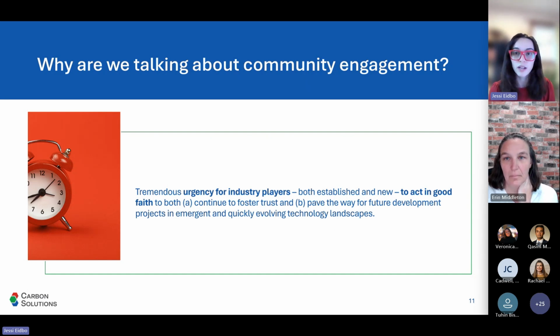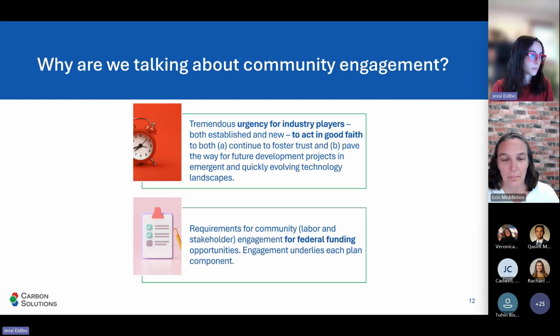But if one industry player moves forward and operates not in good faith, and it may not be intentional, right, it can undermine the ability of other projects to develop, because word of mouth is potent, and we have social media, and we all in this time are beholden to each other to ensure that we're doing this with a high moral standard.